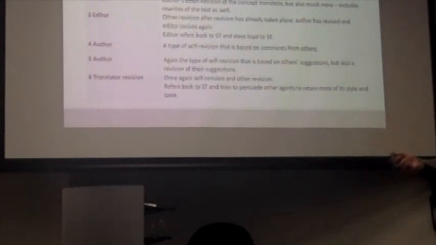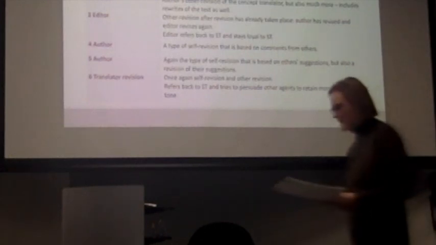So, once again, we start with the translator's initial notes with the editor's comments. That was our first set of documents that we received. Here you have the author's other revision of the draft translation, but also much more. This includes the rewrites of the text. We have the editor's other revision, revision after revision, after the author has revised and the editor revises again. The author again, a type of self-revision that is based on comments. The author again, the translator again. So it's a to and fro the whole time.